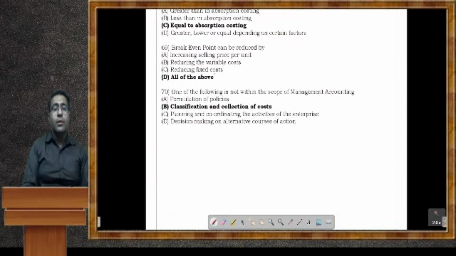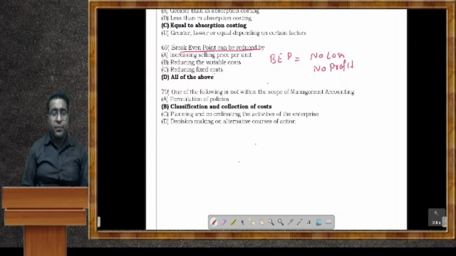Next question. Break even point can be reduced by. You want to reduce your break even point. What do you mean by BEP? Break even point: no loss, no profit. You want to reduce it. How? Either increase your sale price. If the sale price increases, your profit increases. Reduce the variable cost, right? If your cost decreases, then your profit always increases. Reducing fixed cost, yes, it is another right option. So the right answer is all of the above.